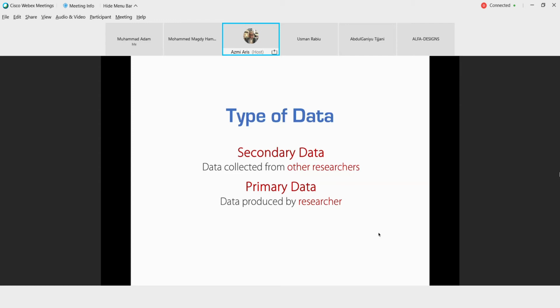Okay, so either one, it depends on your PhD work. You will rely mostly on primary data with the help of secondary data, or you will work heavily on secondary data because your main work does not permit you to collect primary data. That is also acceptable.